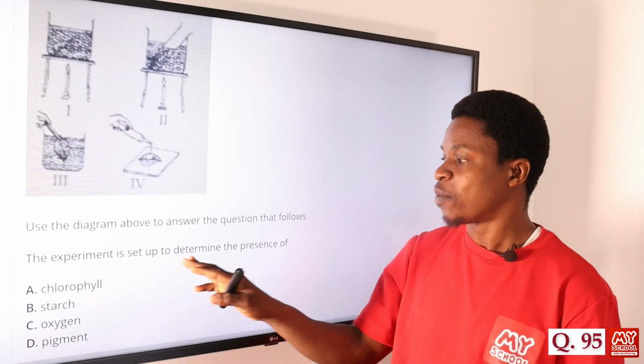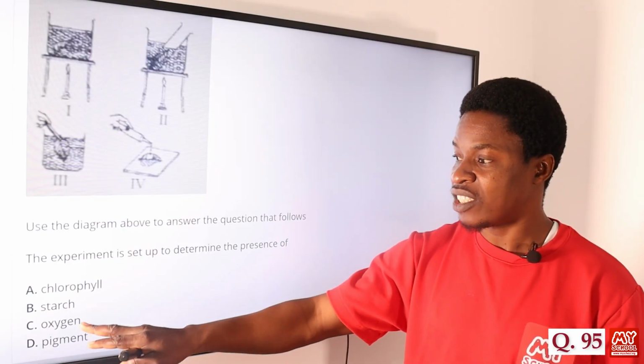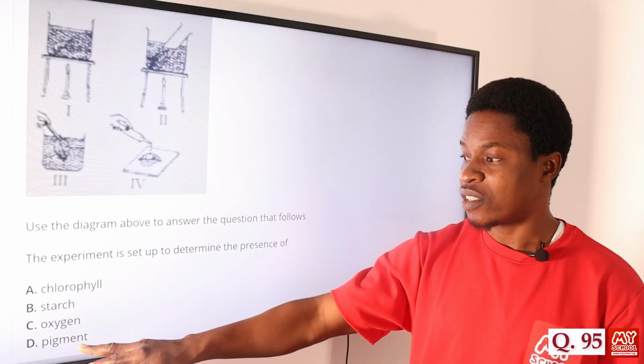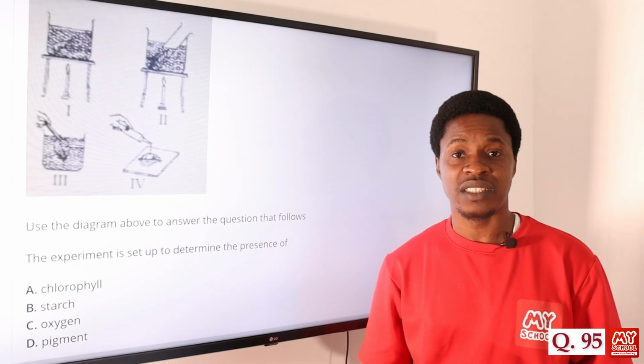So the experiment is set up to determine the presence of what? Option A says chlorophyll, no. Option B says starch, yes. Option C says oxygen, option D says pigment. Okay, so the correct answer here is option B, starch.